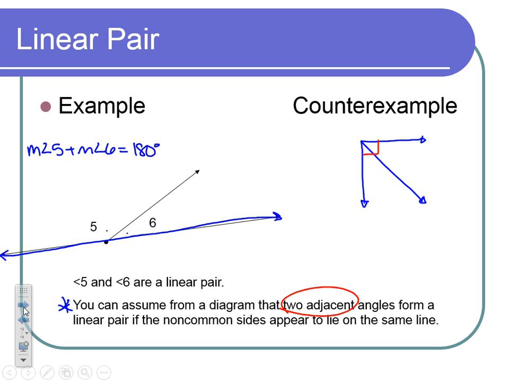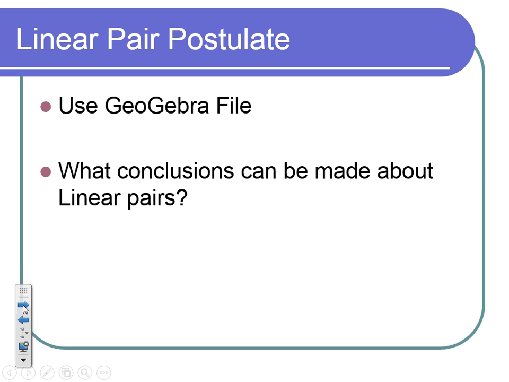Okay, so hopefully linear pair makes sense. Just remember linear means line. That's the bottom line. Linear means line. A straight line equals 180 degrees. All right, so we kind of already said this. I'll show you again one more time in GeoGebra.